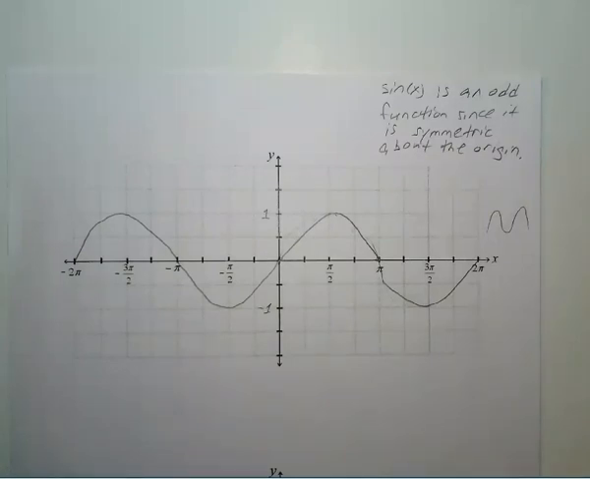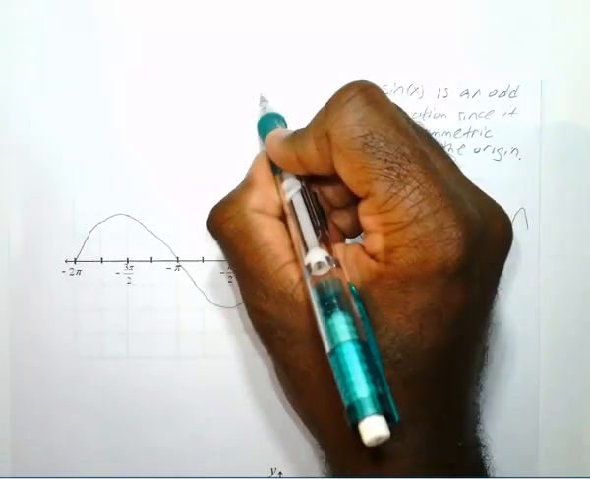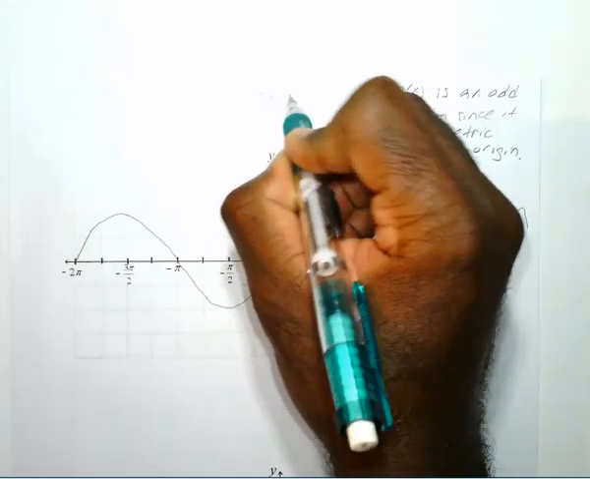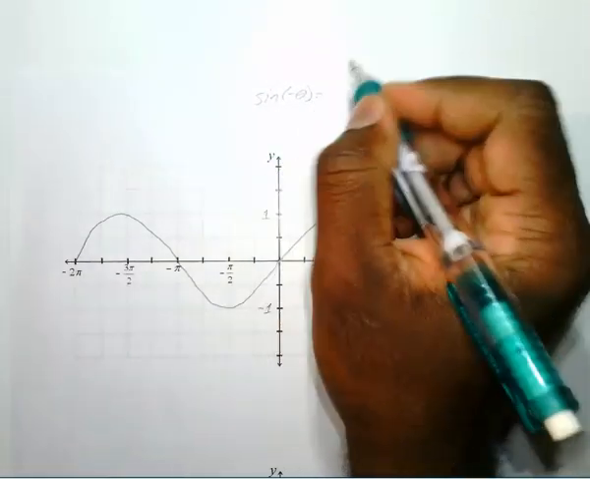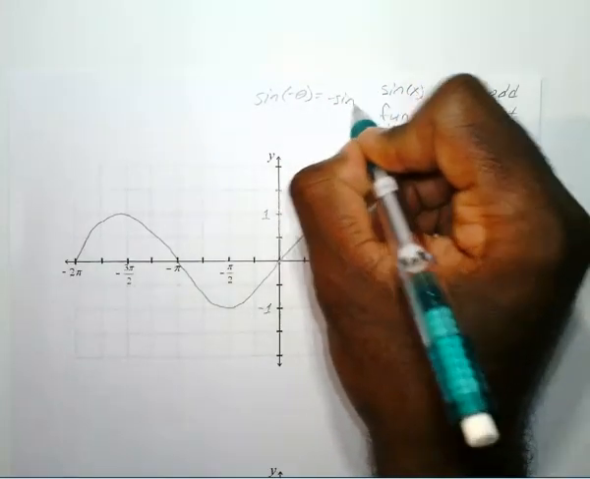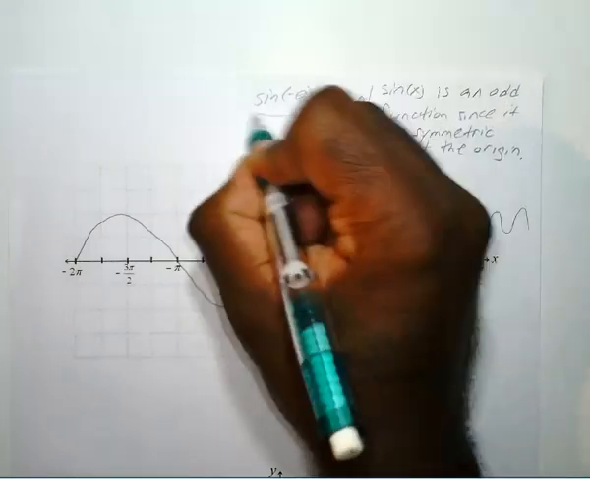Okay, so what does that tell you? Well, that tells you that sine of negative theta, or negative x, is equal to negative sine of theta.